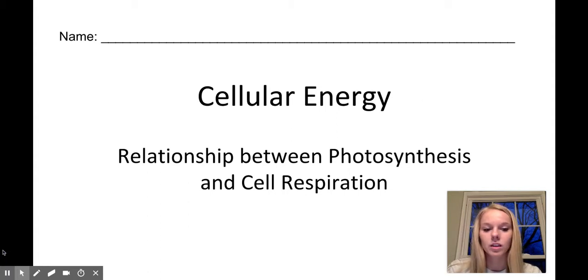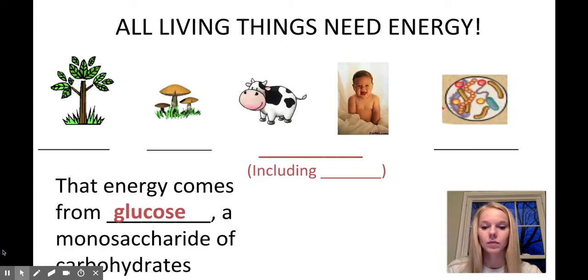This presentation is going to be all about cellular energy. We're focusing in on photosynthesis and cellular respiration. Glucose is sugar used for energy in organisms. The carbon in glucose is cycled between photosynthesis and cellular respiration in both plants and animals.